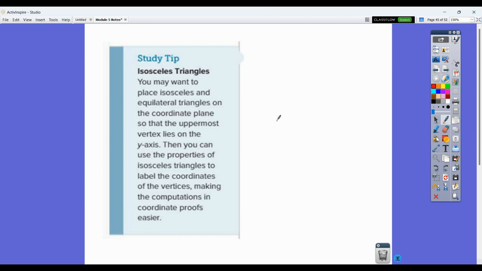Okay, so a study tip, if we flip the page there and we look at that study tip, you may want to place isosceles and equilateral triangles on the coordinate plane so the uppermost vertex lies on the y-axis, just like what we just did. Then you can use the properties of isosceles triangles to label the coordinates easier. So for an isosceles triangle, if you know the two sides that are congruent, the vertex angle is directly above the midpoint of that opposite side. That's going to come up a decent amount, and that's what that's talking about.